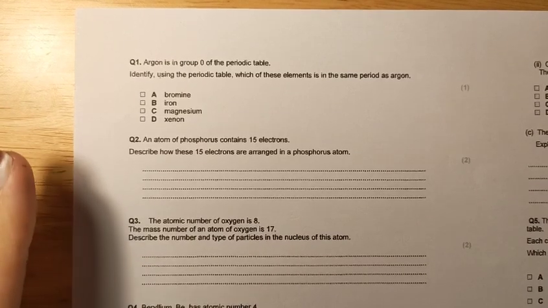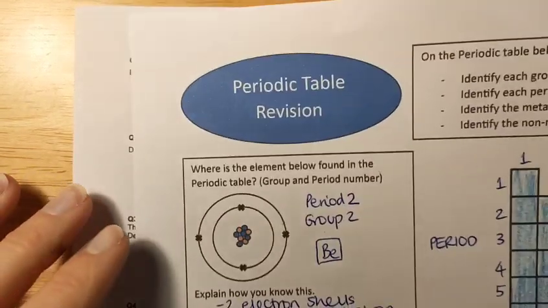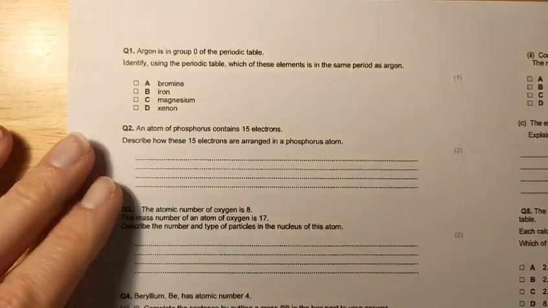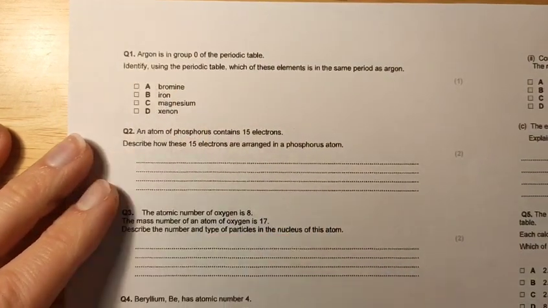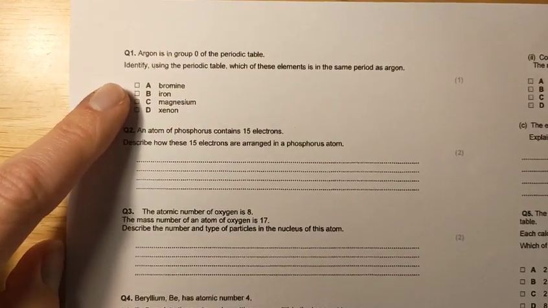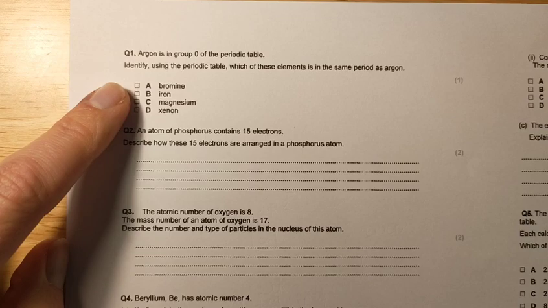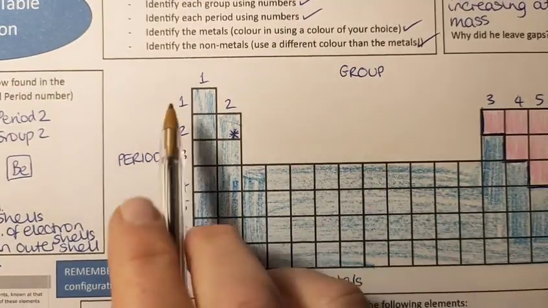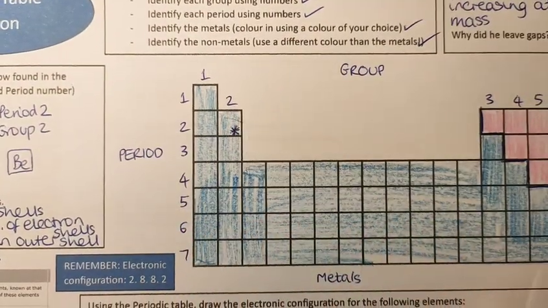Everyone, so now we're going to go through some past exam questions related to the periodic table revision map that we've just completed. So let's have a look at this. Argon is in group 0 of the periodic table. Identify using the periodic table which of these elements is in the same period as argon. So if you have a look, the period then is this row along here.